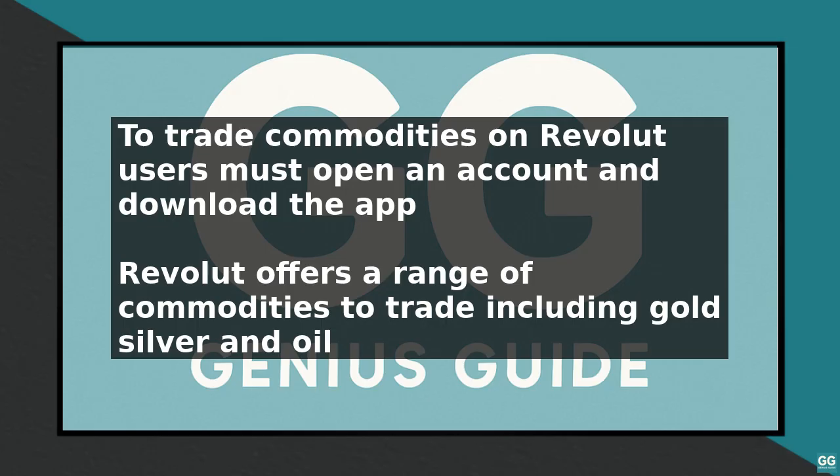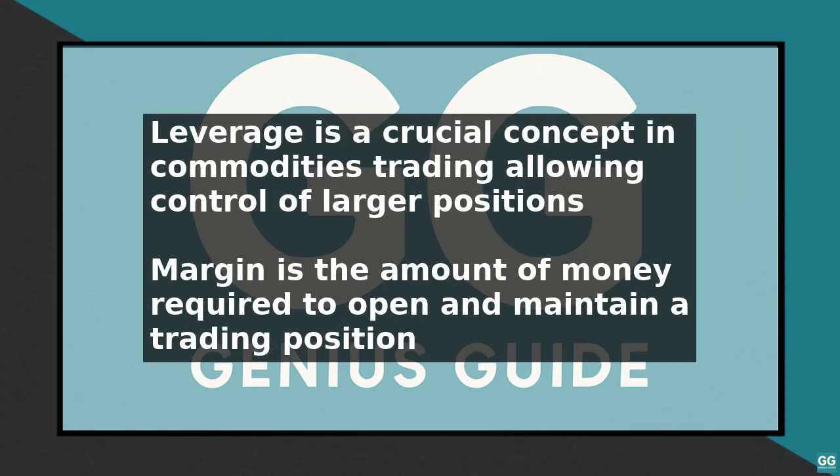Another important concept is margin, which is the amount of money required to open and maintain a position. Revolut requires a minimum margin to trade commodities, and if your account balance falls below this level, you may be subject to a margin call.